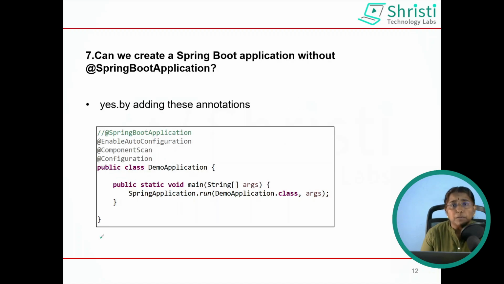Can we create a Spring Boot application without the @SpringBootApplication annotation? Yes, by using three other annotations. How? The @SpringBootApplication annotation is a combination of @EnableAutoConfiguration, @ComponentScan and @Configuration. So, instead of using one single annotation, if you are using these three annotations also, your application will work perfectly fine. This means automatically your application will be bootstrapped and it will be ready to run.